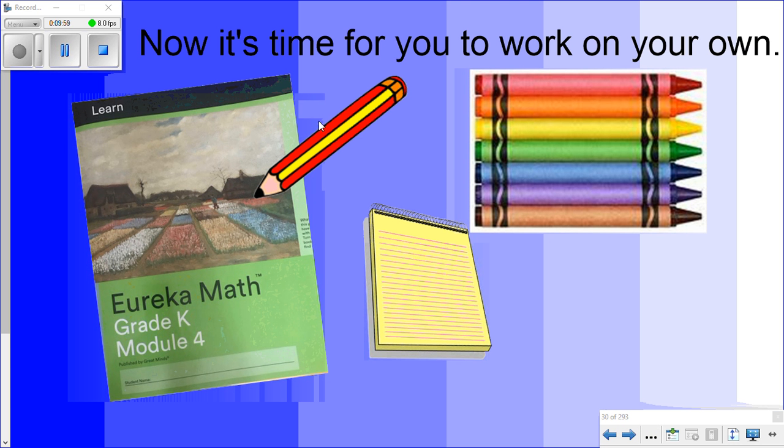Now it's time for you to be working on your own. You will again need your math workbook, and I'll show you the page. And if you don't have the math workbook, then your family can maybe take a screenshot or use a piece of paper to quickly write down the information.